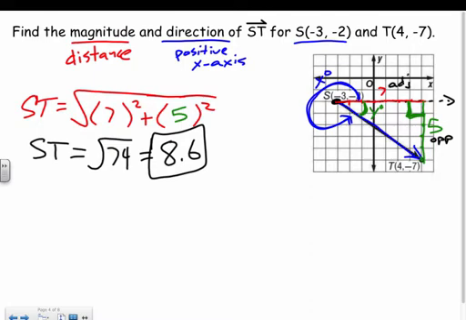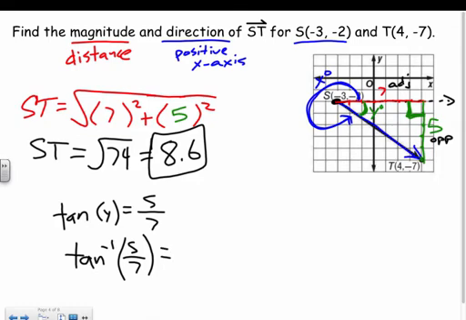So opposite and adjacent means I'm using tangent. So the tangent of y equals opposite over adjacent. Remember, to find angle measures, we take the inverse tan of that ratio. So the inverse tangent of 5 over 7 gives me 35.5 degrees. That's not my answer. I need to do something with that.